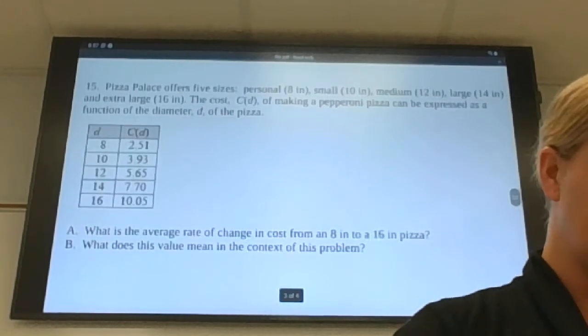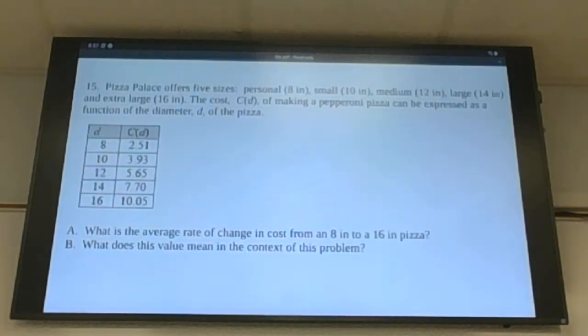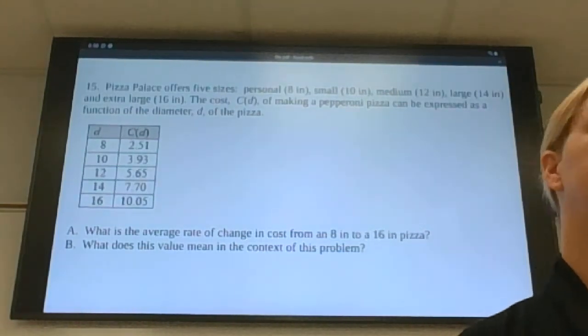Like level 65. Pizza Palace offers 5 sizes. You got your personal pizzas for 8 inches. This seems like pretty big personal pizza. You got a small for 10 inches, a medium for 12 inches, a large for 14, and extra large for 16 inches. Those are way too big. The cost of making a pepperoni pizza can be expressed as a function of the diameter. What is the rate of change from an 8-inch to a 16-inch pizza, and what does this value mean in the context of this problem? All right, I just did this with you. You guys go. Do your rate of change.